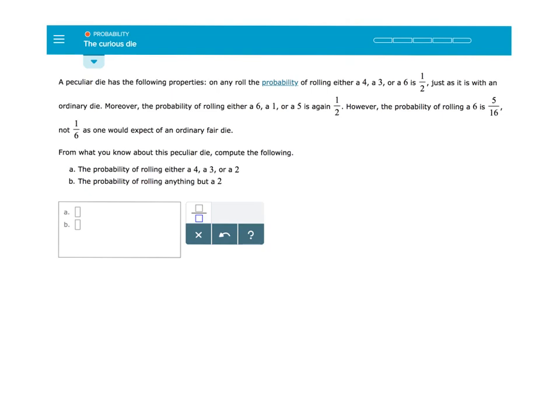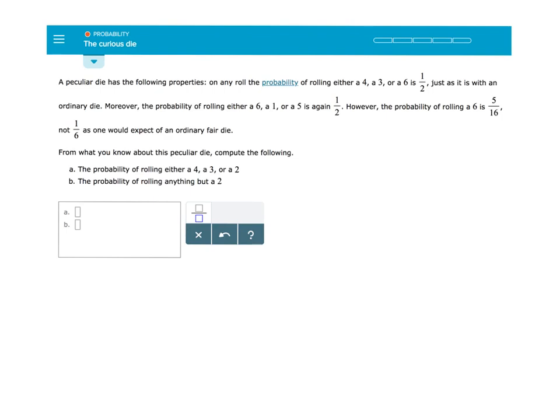In this video, we will learn how to solve problems involving the curious die. A peculiar die has the following properties. On any roll, the probability of rolling either 4 or 3 or 6 is 1/2, just as it is with an ordinary die. Moreover, the probability of rolling either 6, 1, or 5 is again 1/2. However, the probability of rolling 6 is 5/16, not 1/6, as one would expect of an ordinary fair die.